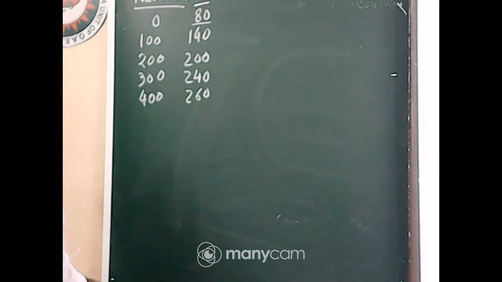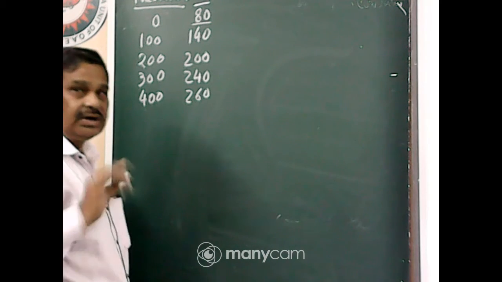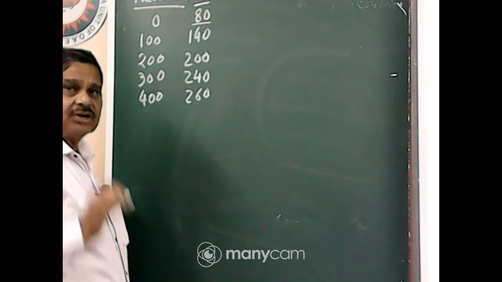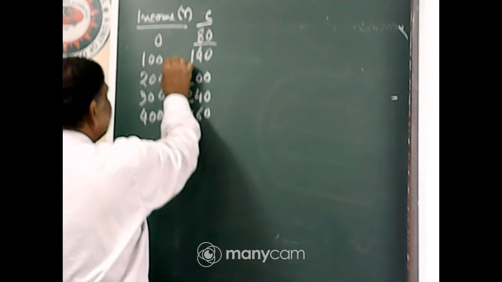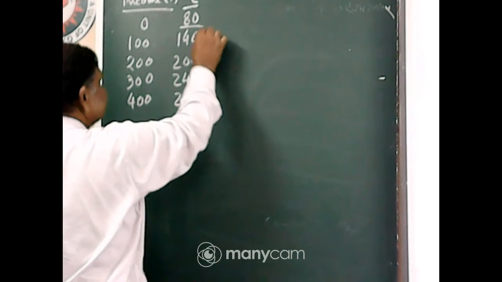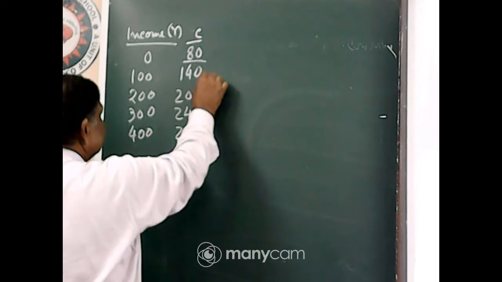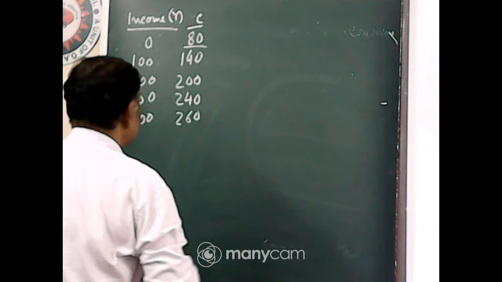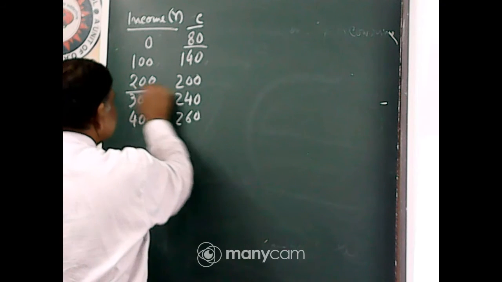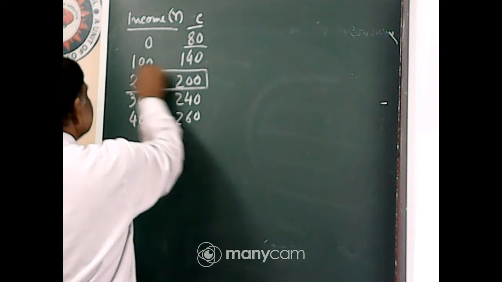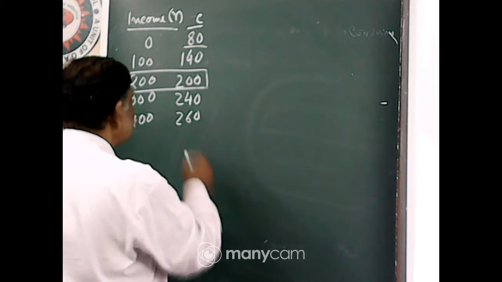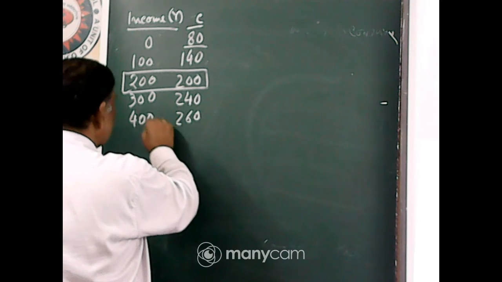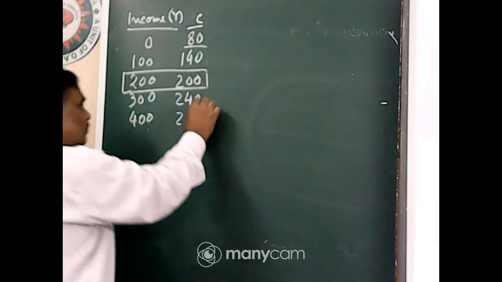How can it be? You have no income. In spite of that, you have to consume something, I have already told you. And that is called autonomous consumption. And with the increase of income, 0 to 100, your consumption increases to 140. Then your income becomes double, 200. Your consumption is 200. That is, here income and consumption expenditure are equal to each other. Then income increases to 300 and then to 400, and consumption increases from 240 to 260.